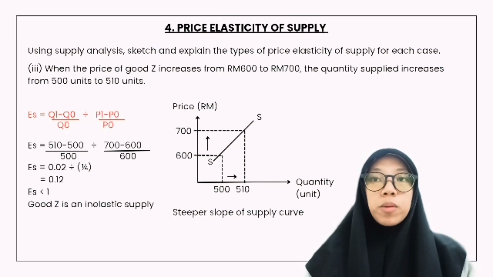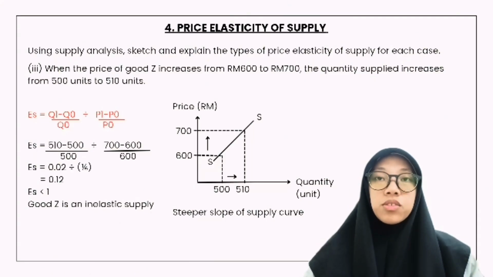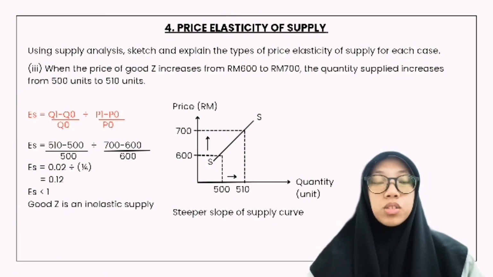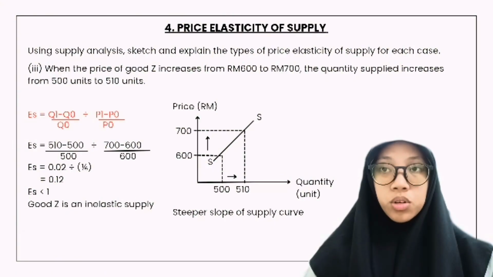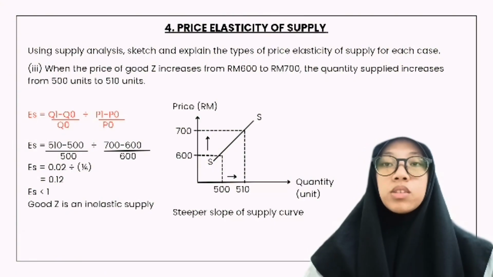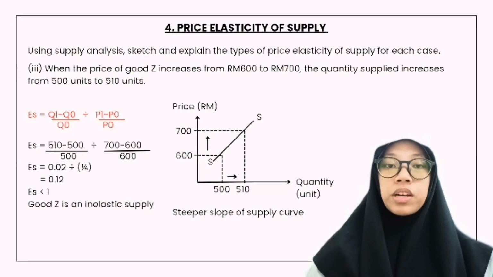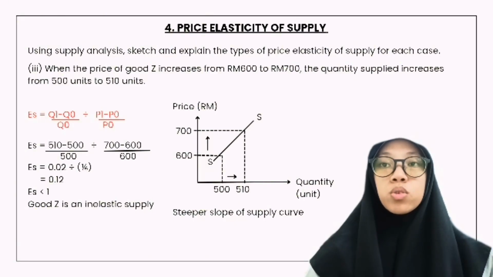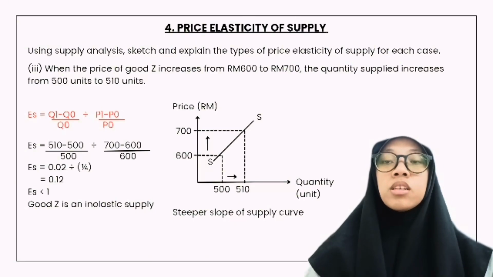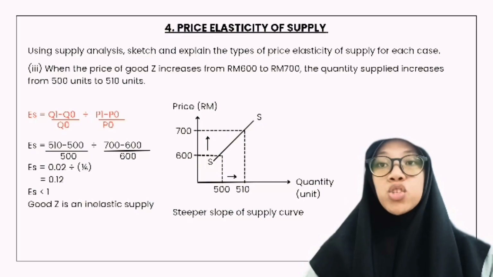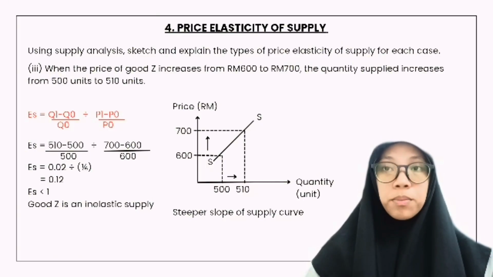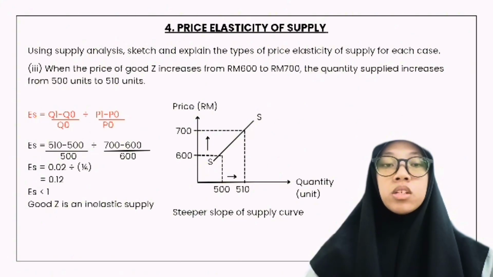The next question is, when the price of good Z increases from 600 ringgit to 700 ringgit, the quantity supplied increases from 500 units to 510 units. The new quantity is 510, the old quantity is 500. The new price is 700, while the old price is 600. 510 minus 500 divided by 500 equals 0.02. 700 minus 600 divided by 600 equals 0.16. 0.02 divided by 0.16 equals 0.12.